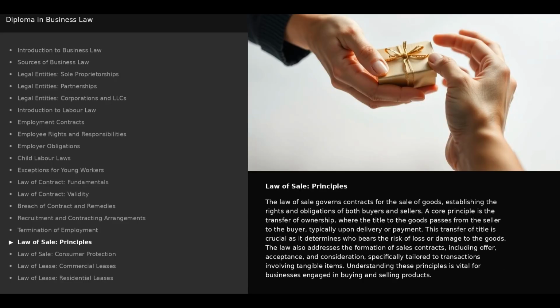Law of sale, principles. The law of sale governs contracts for the sale of goods, establishing the rights and obligations of both buyers and sellers. A core principle is the transfer of ownership, where the title to the goods passes from the seller to the buyer, typically upon delivery or payment. This transfer of title is crucial as it determines who bears the risk of loss or damage to the goods. The law also addresses the formation of sales contracts, including offer, acceptance, and consideration, specifically tailored to transactions involving tangible items. Understanding these principles is vital for businesses engaged in buying and selling products.